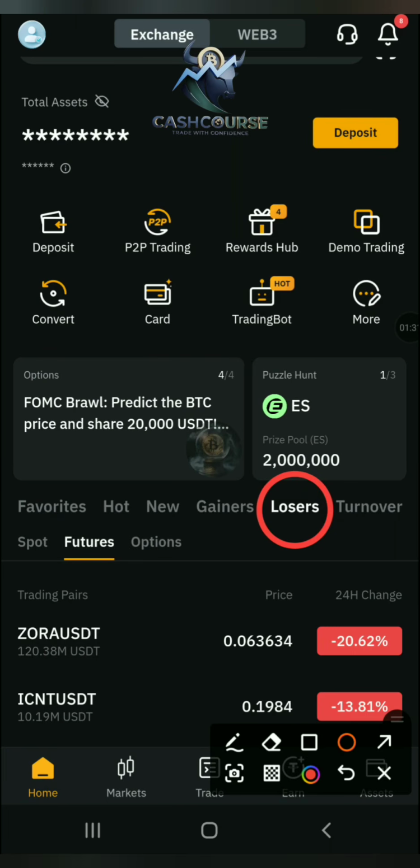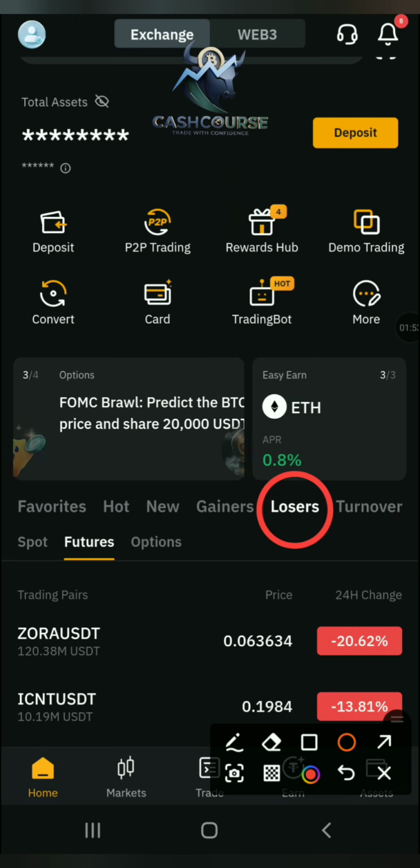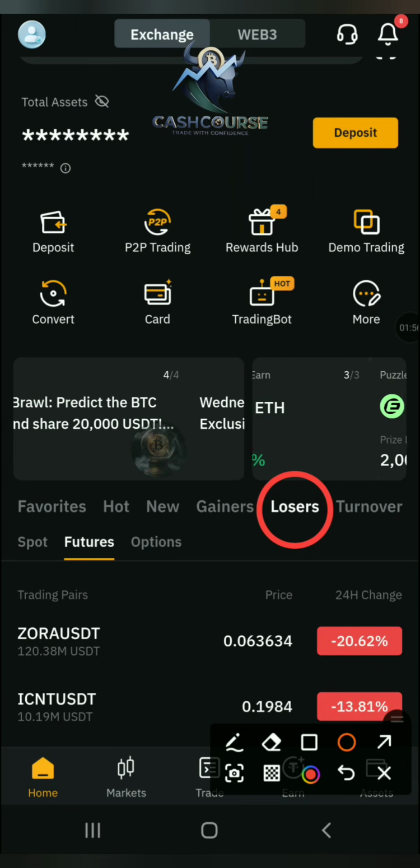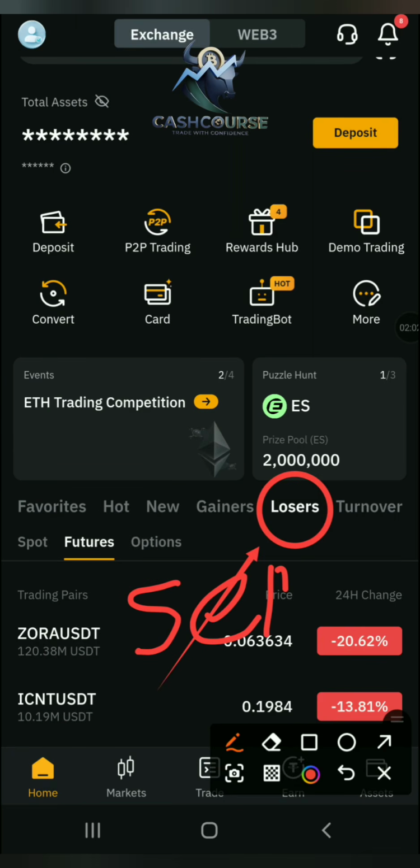So this strategy cannot be applied on spot trading because most coins that you find here are coins that are depreciating in value. They are coins that are going down. So this strategy is going to be used on futures. Now, as the name implies, you know that the coins on this loser section are coins that are losing value. So all that's going to be coming to your mind when you are on the loser section is sell, right? Sell, because the coins on those sections are losing value.